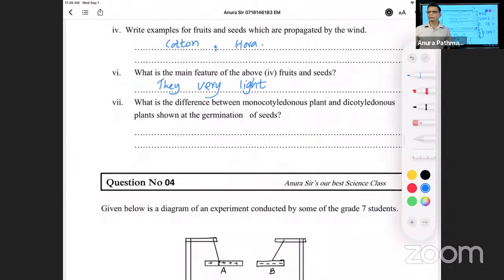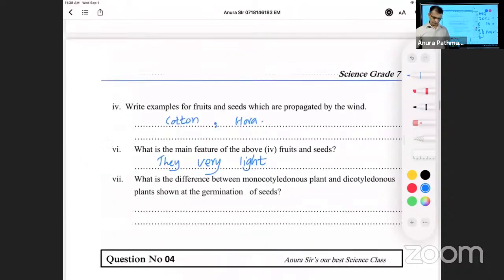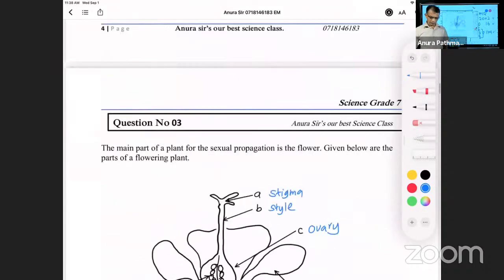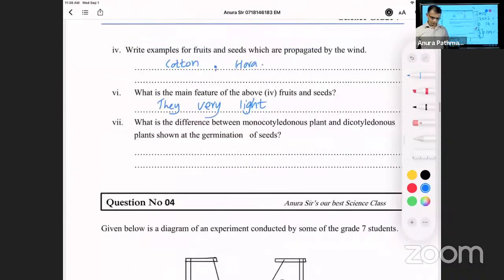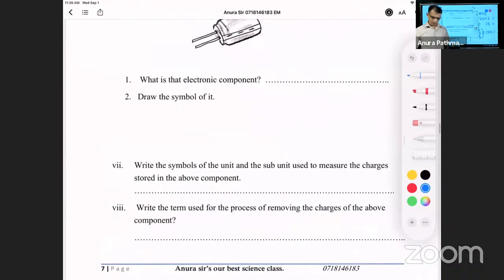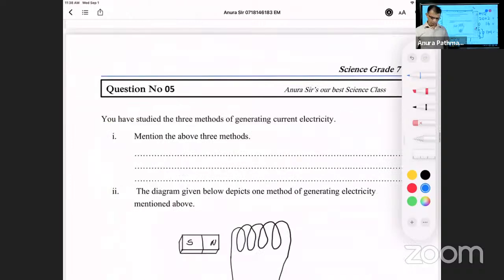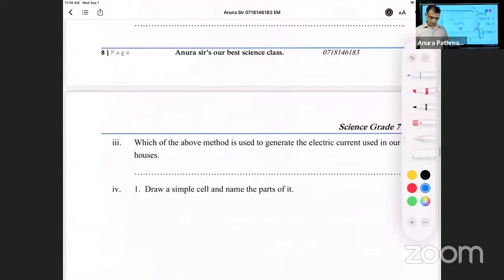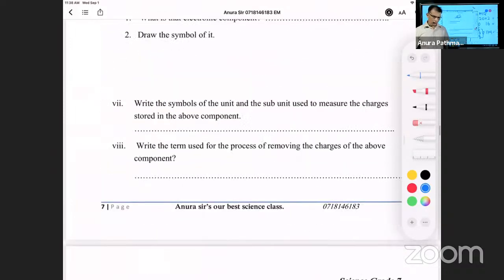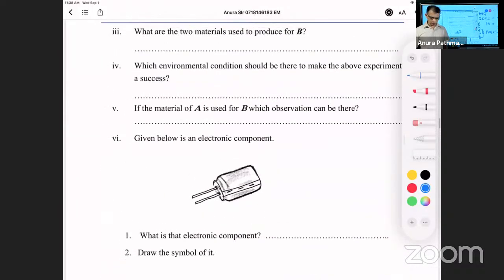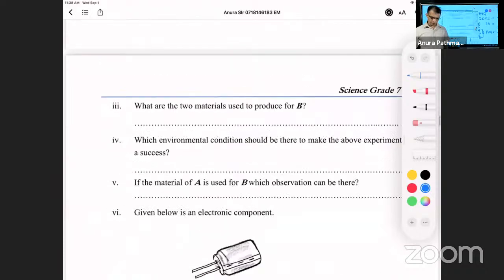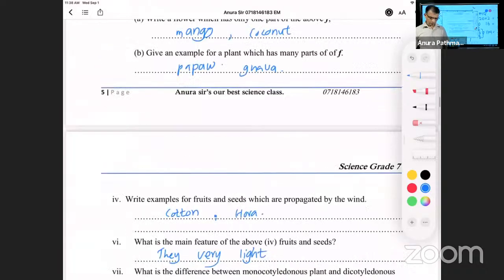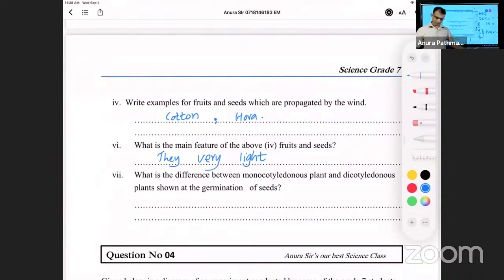Sir, there is no question 5. There is 6 after 4. 3, 4, 5. Is there a 5? In the third question, the sub questions. Oh, yeah, 4. Don't worry about that.